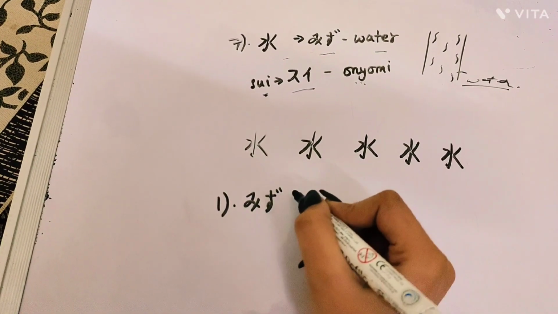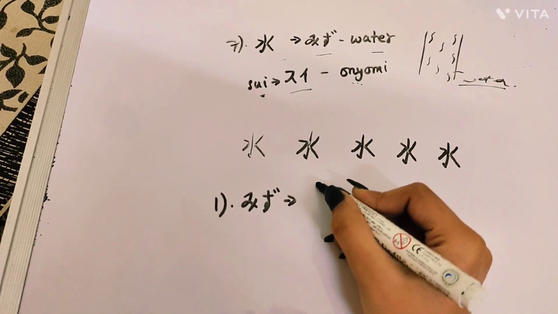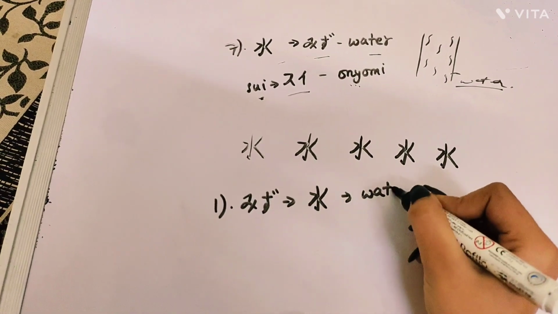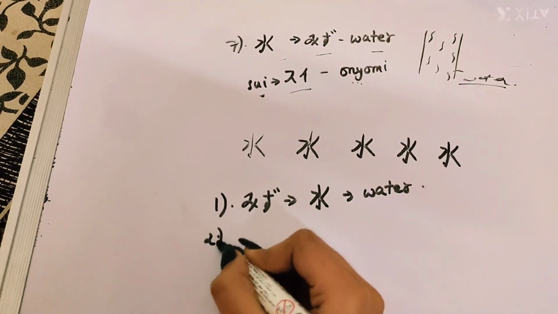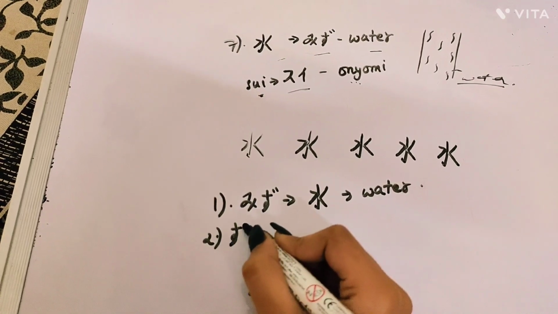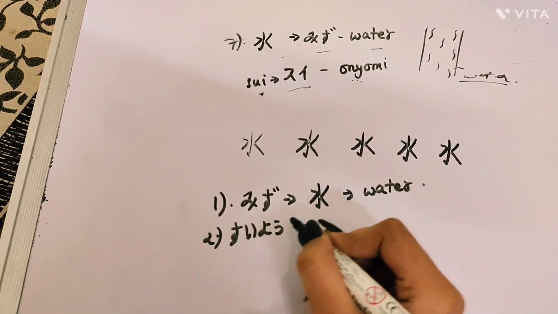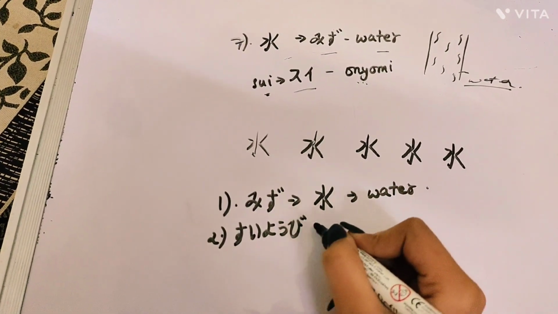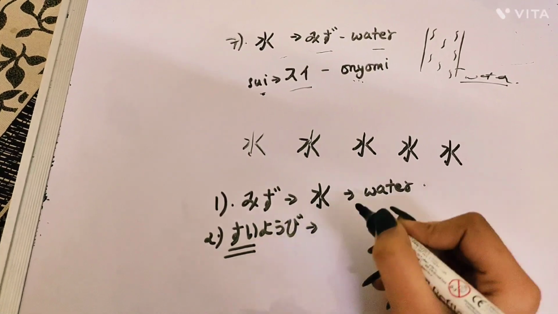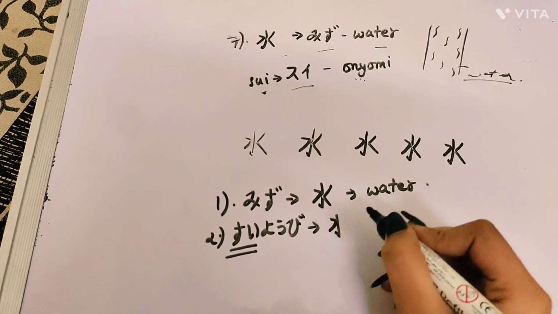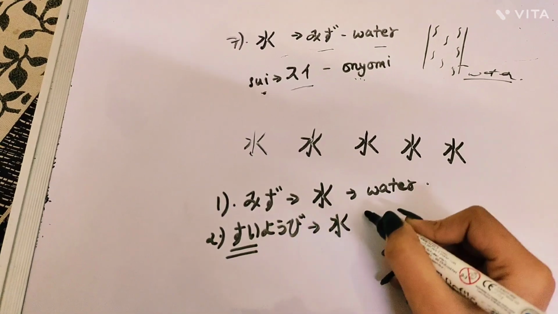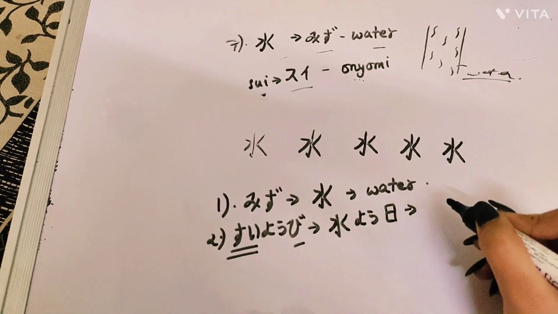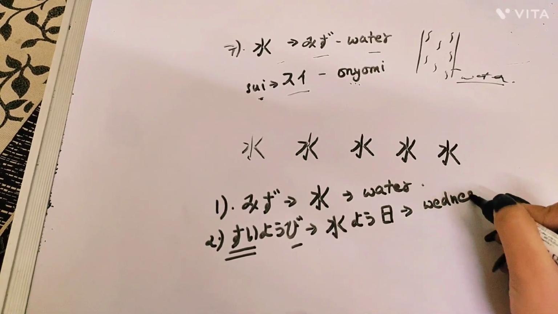Now let's do the words. First word is mizu. Mizu means water. Draw the kanji of mizu. Our next word is suiyobi. Oops, sorry. I was drawing the kanji of bi. Guys, first do the kanji of sui. This is the kanji of sui. Now yo. Draw the kanji of bi. Suiyobi means Wednesday.